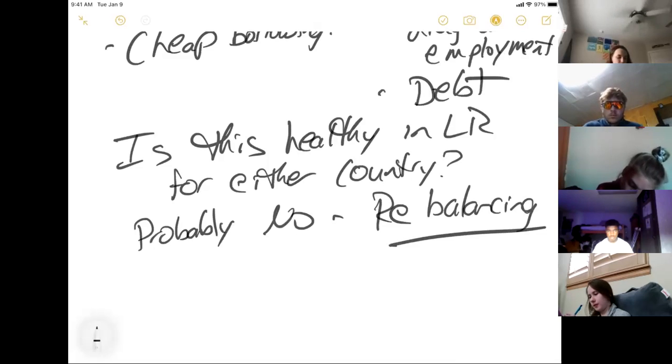But the key is these countries would have to change policy. They have to change domestic policy. The US is not going to stop consuming more and accumulating more debt until we begin to think seriously about policies that would encourage more savings.